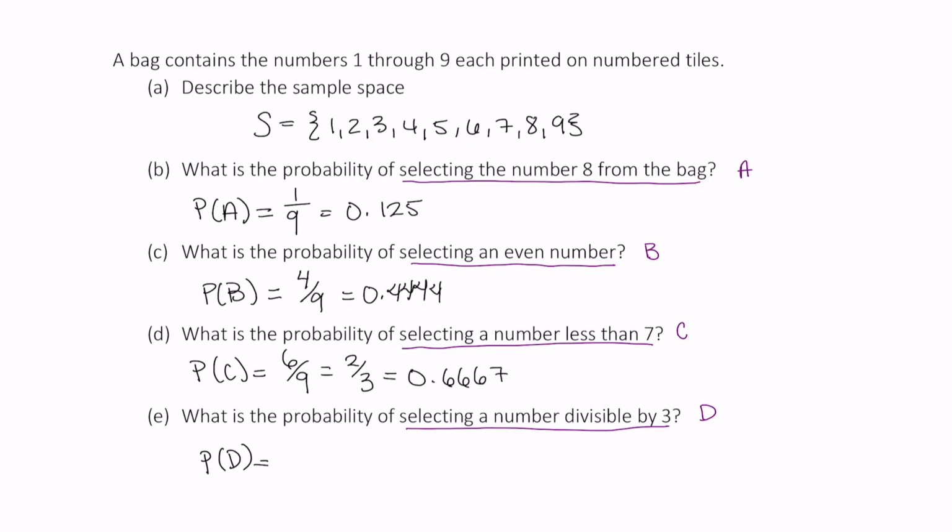So we have 3 total possible successful outcomes out of 9 total possible outcomes. That's equal to, not 1 over 9. I almost wrote that down. 1 over 3. And as a decimal, that's 0.3333.